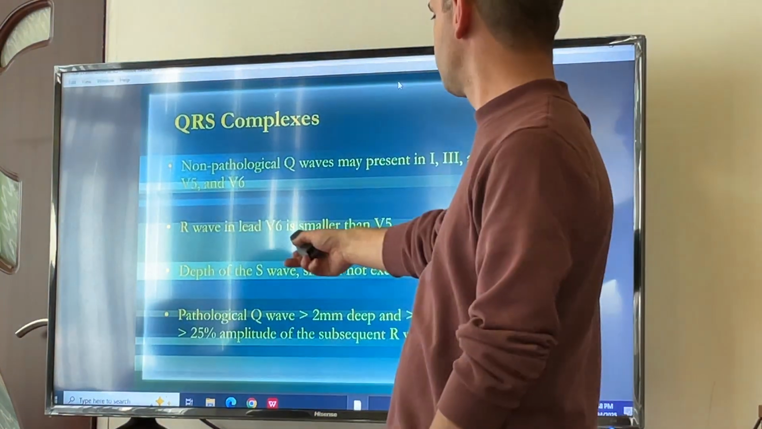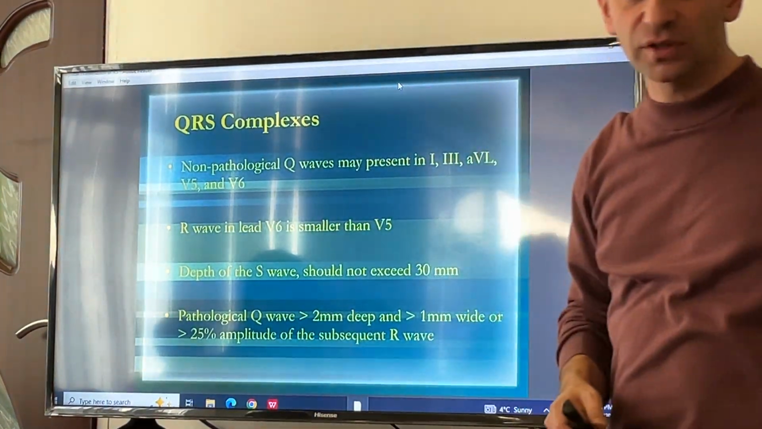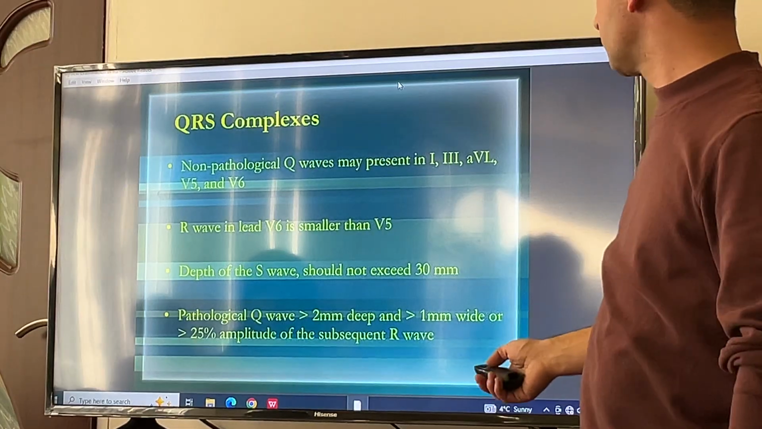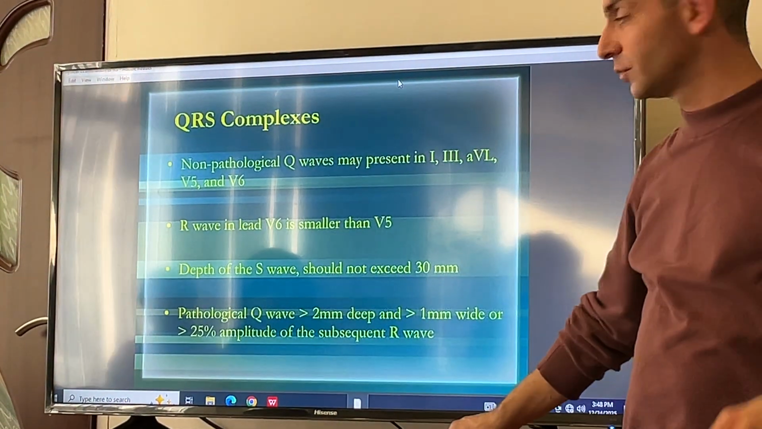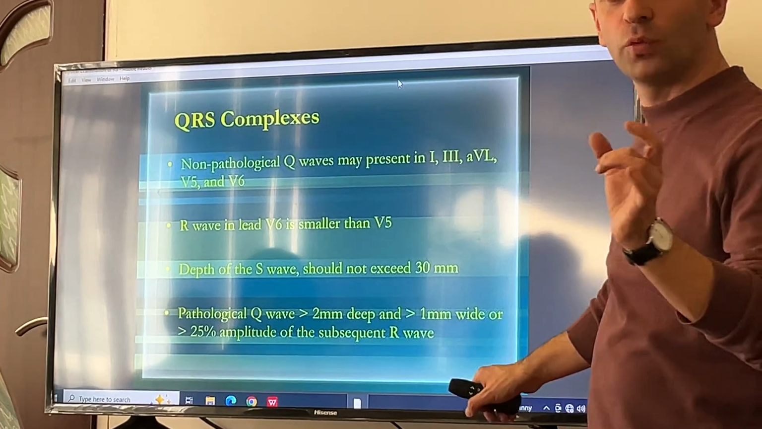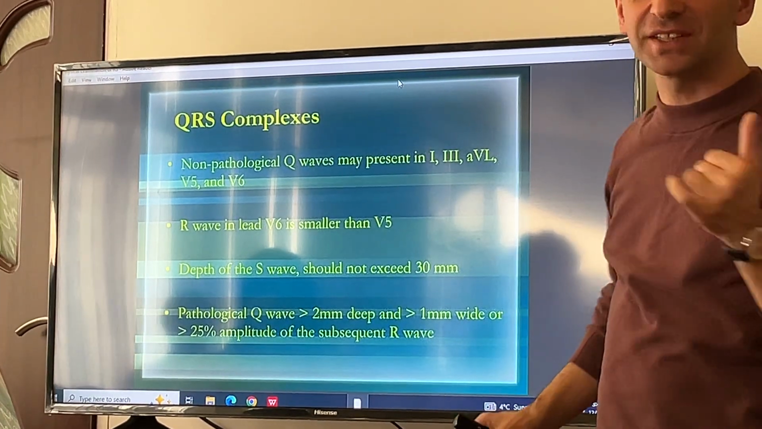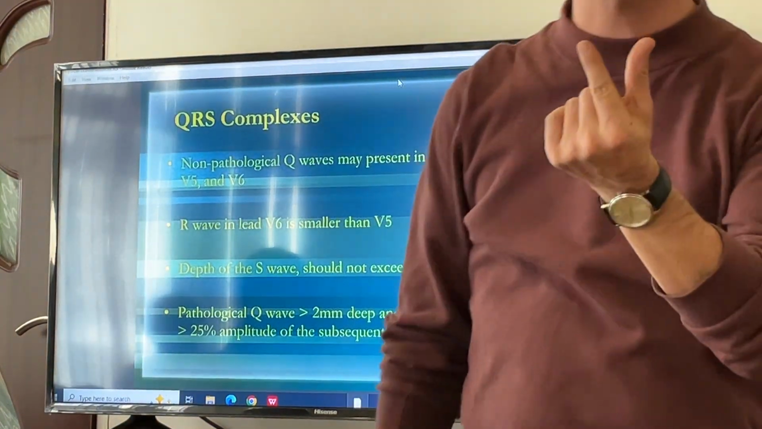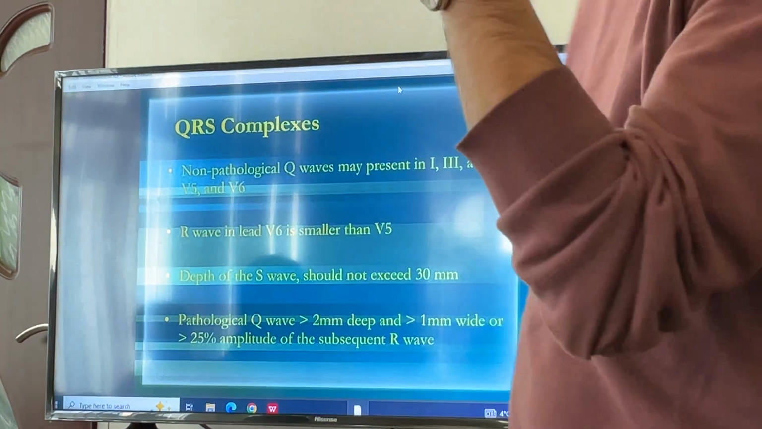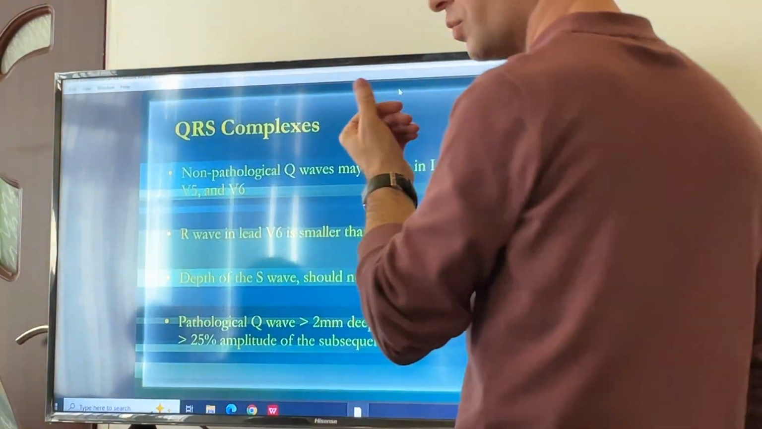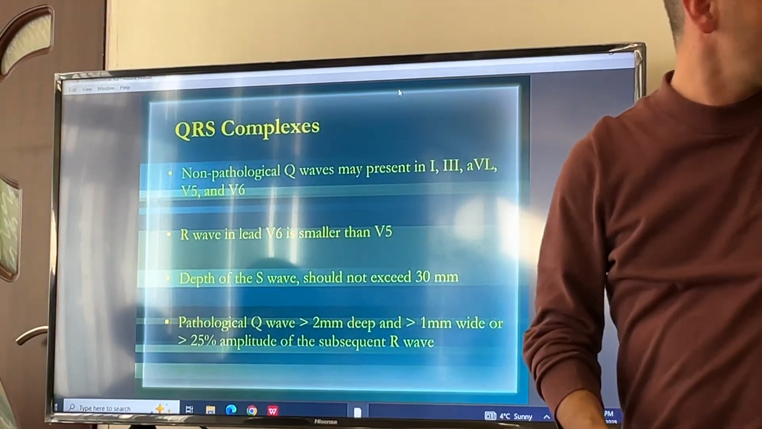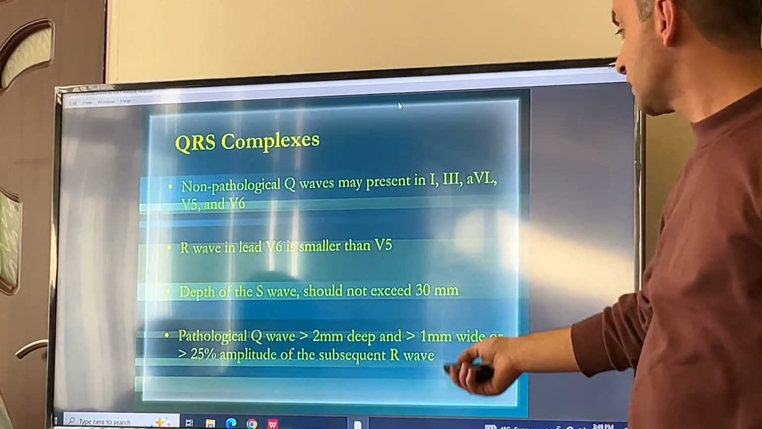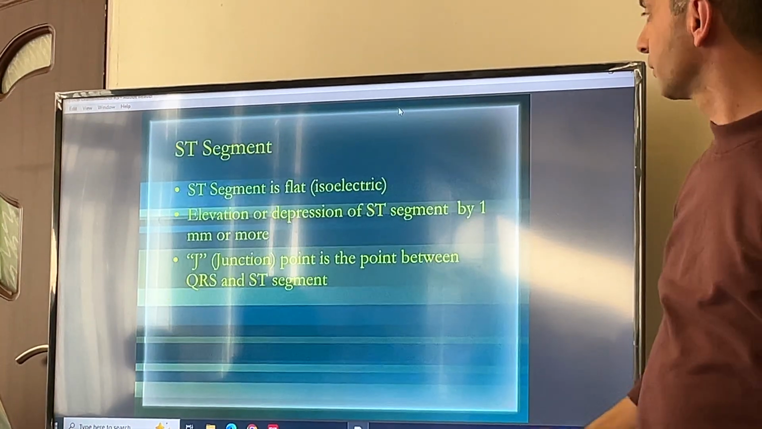The QRS complex is non-pathological; Q waves may be seen. The R wave grows in lead sequence, then decreases, as I told you. This is important: a pathological Q wave is more than 2 millimeters deep and more than 1 millimeter wide. 1 millimeter is 0.04 seconds, because one small square is 0.04. Less than this, it may not be very visible, or more than 25% or 1/4 of the complex of the subsequent R wave.